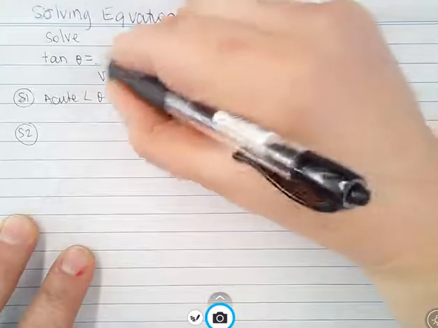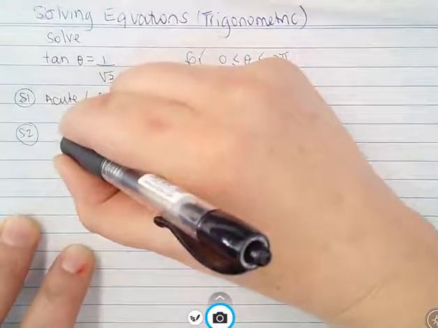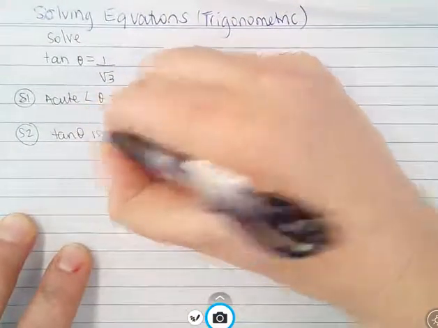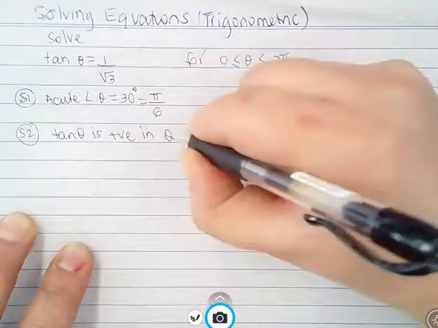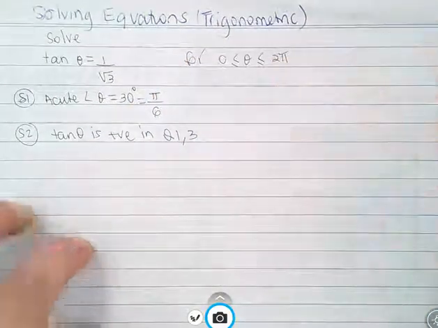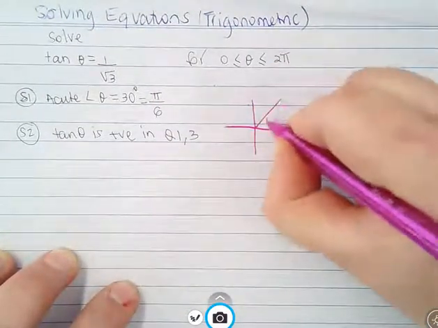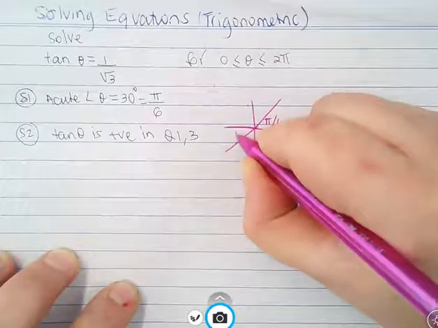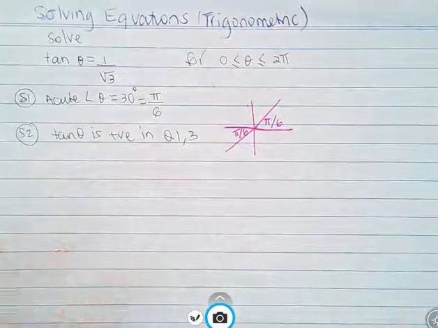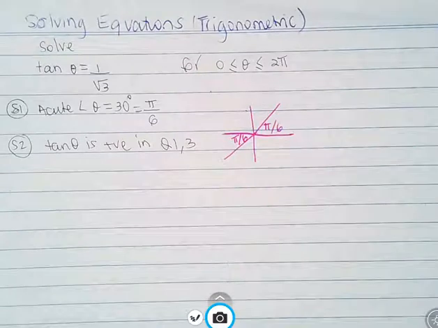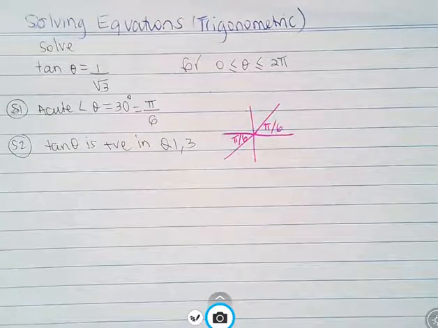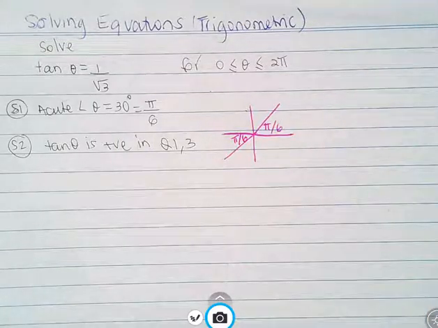Step 2 is to identify your quadrants. Tan of theta is positive, so we say tan theta is positive in quadrants 1 and 3. We draw our little diagram showing quadrants 1 and 3 with an acute angle of pi on 6. I know that does not look like 30, but otherwise you can't see it. So step 1 is the acute angle, step 2 is identify the quadrants, and step 3 is to do a sketch and answer the question.